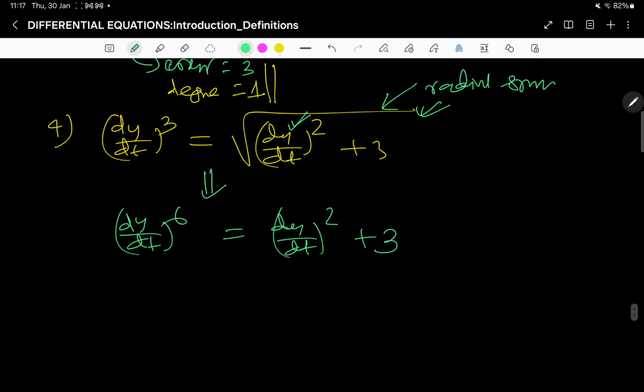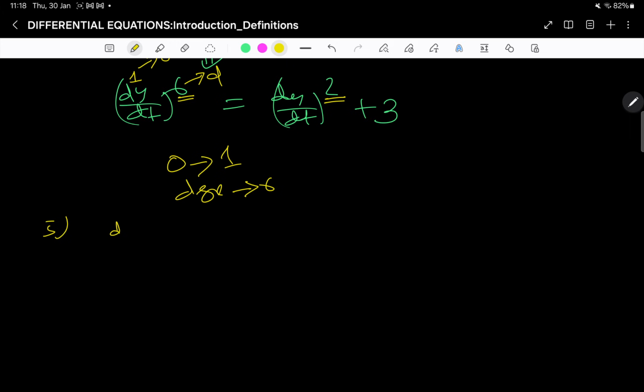Okay, so now we are ready to find the order. The highest order derivative is 1 here, so this is the order, and this power here is the degree. The power here is 2, the power here is 6, so this is the highest positive integral power. This will give our degree. So order is 1 and degree is 6. Coming to some more examples.